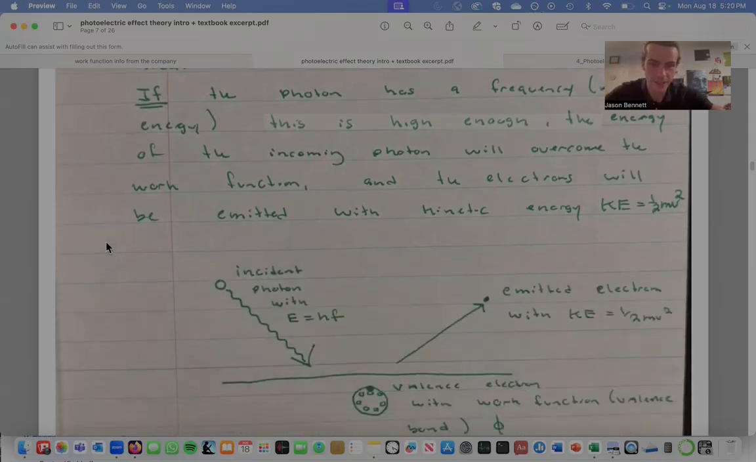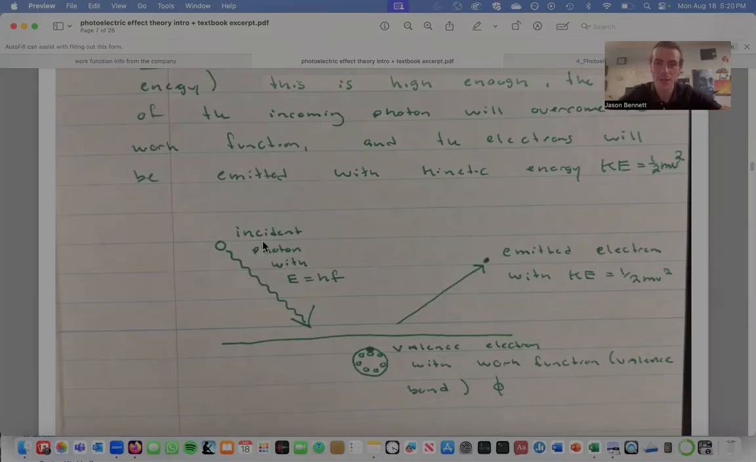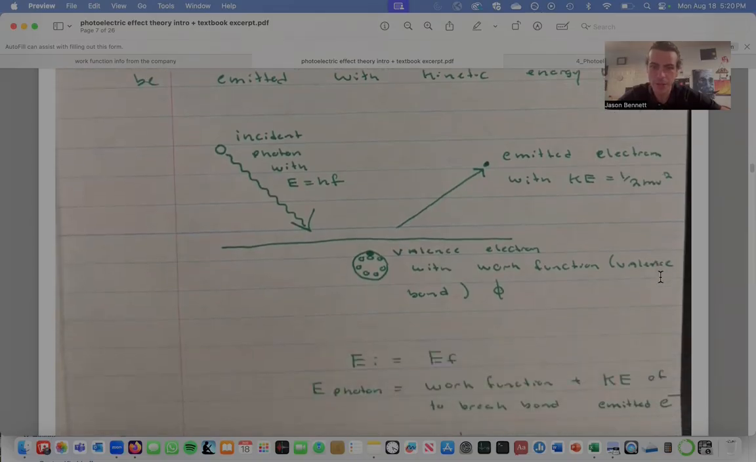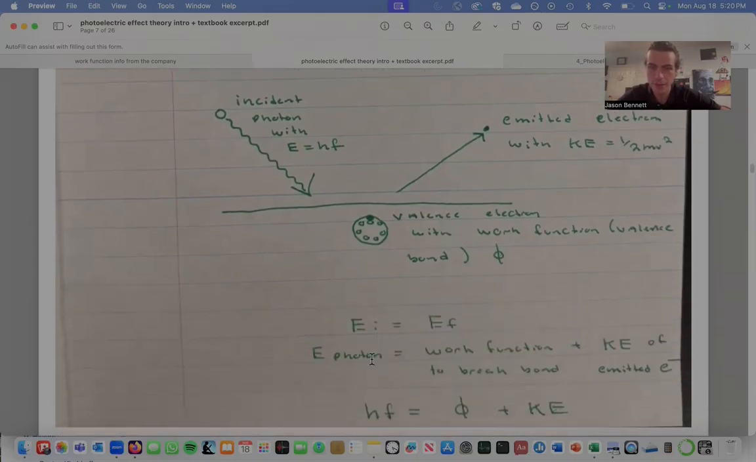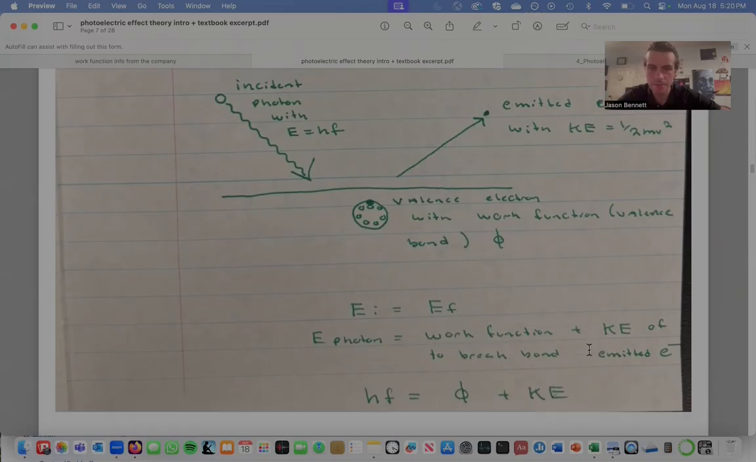So in a picture, I think this picture is a little bit better for our purposes. We've got an incident photon coming in, so some light is being shined on a chunk of metal. This chunk of metal has some valence electrons with work functions. And if this energy is greater than that, the electrons will be emitted with some kinetic energy. In terms of an equation, it would look like this. Initial energy coming from the photon, that's Einstein's postulate or Planck's postulate as well: Planck's constant and the frequency, the work function in order to break the bond that they have with their nucleus and or electron cloud, and the kinetic energy of that emitted electron.